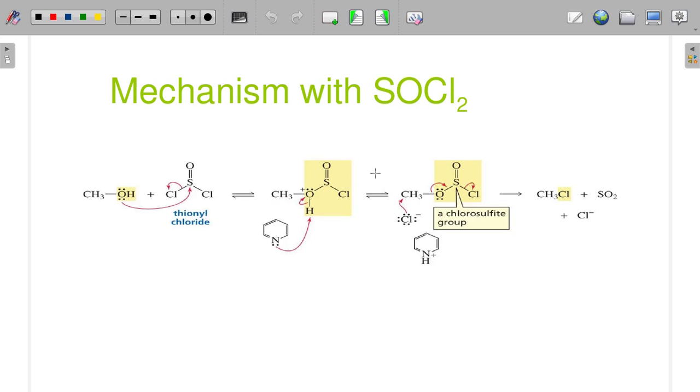Thionyl chloride does a similar thing. What gets attacked by the O is the sulfur itself, and you kick off a chlorine. We'll still deprotonate it with pyridine, and then a little bit later on, the chlorine will come in and do a backside attack. SN2 again.